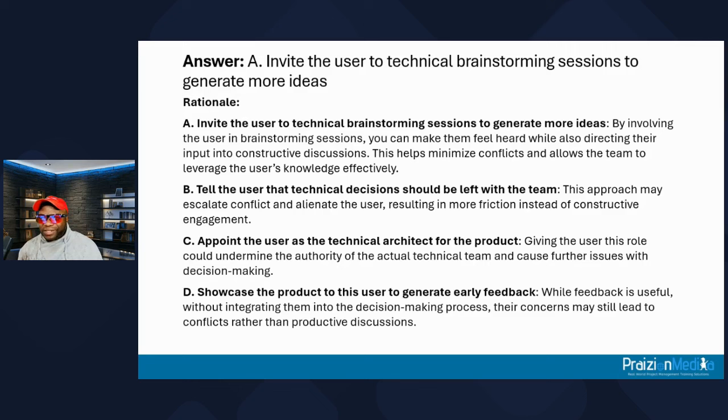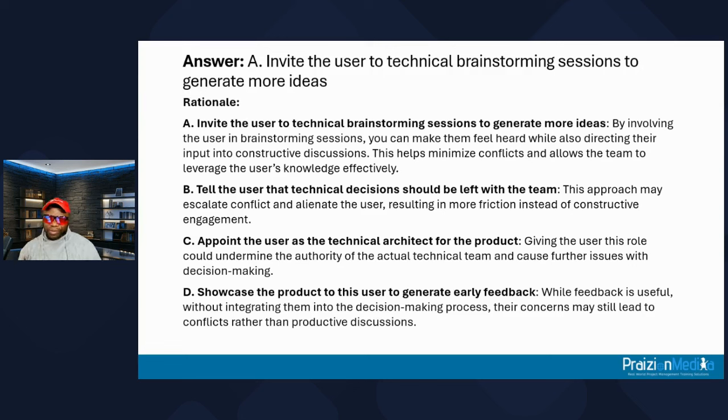But let's contrast that to D, which I know some folks might have chosen. Showcase the product to this user to generate early feedback. Now, while early feedback is useful, without integrating them into the decision making process, their concerns may still lead to conflicts rather than productive discussions. B, tell the user that technical decisions should be left with the team. This approach may escalate conflict and alienate the user. And C, appoint the user as technical architect. Giving the user this role could undermine the authority of the actual technical team.